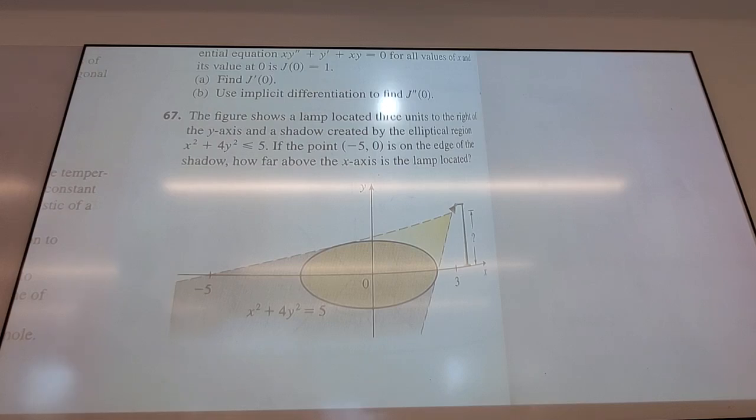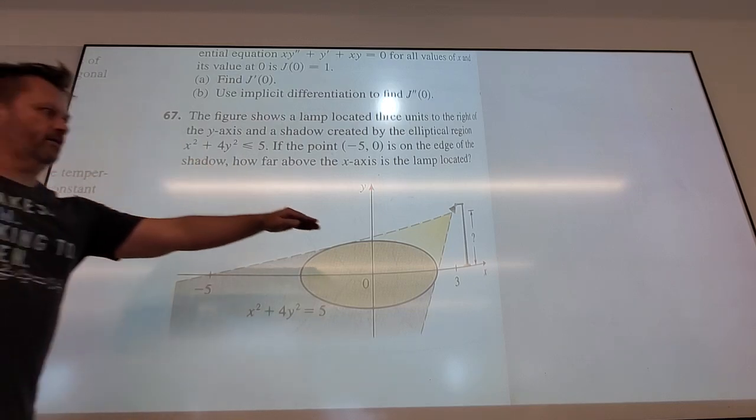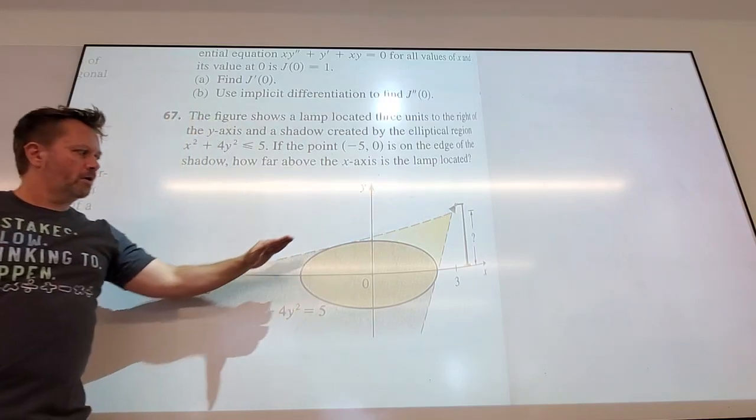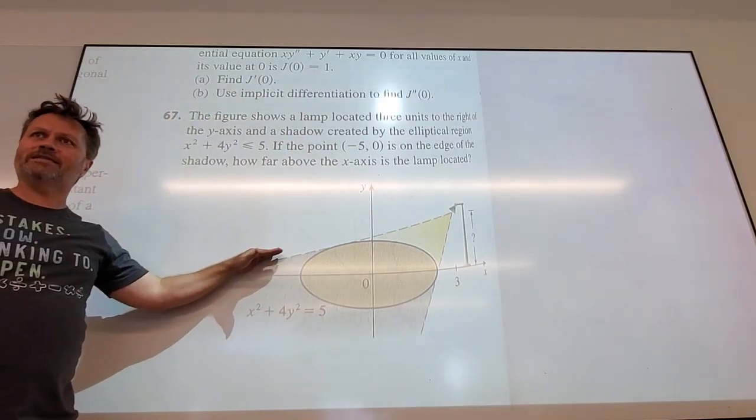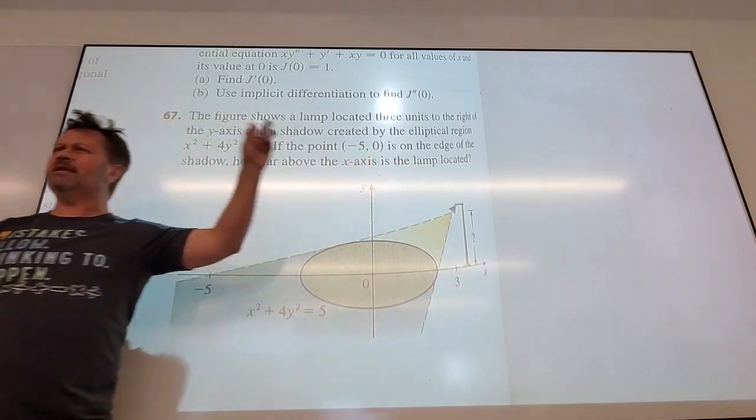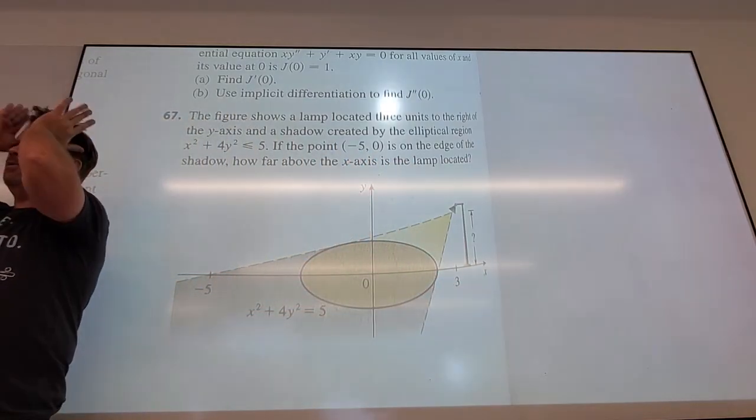Okay. So, do you guys see fundamentally what it's asking? It wants to know how far above the x-axis this light is. Do you guys see it's all about this line? If you knew what this line was, couldn't you figure out what that was? You would just plug a 3 in. You see what I'm saying? So I've given you the way to look at this.